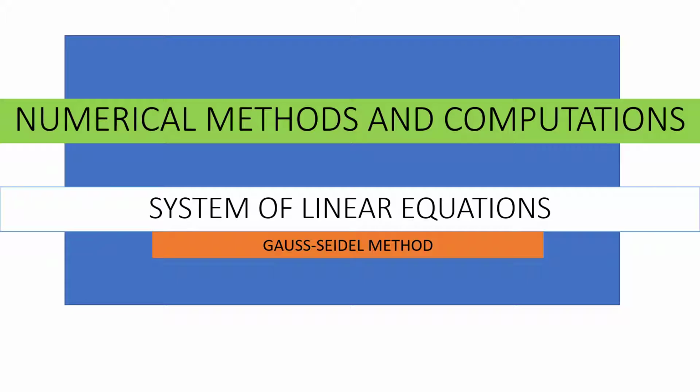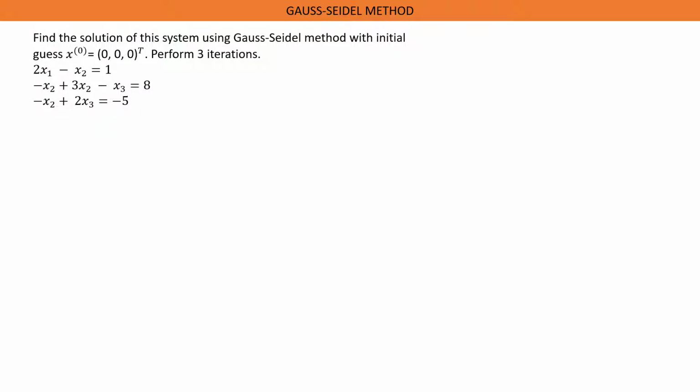Today, on systems of linear equations, I'm going to teach you how to solve a system using the Gauss-Seidel method. Let's start. Find the solution of this system using the Gauss-Seidel method with an initial guess of S equals 0, 0, 0 transpose.